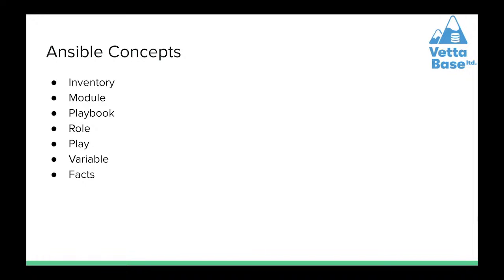Facts are information that Ansible retrieves from target hosts, and they are important because they allow Ansible to find out which parts of the code should be executed and which should not, because they were executed already. And often they also allow Ansible to find out how certain things should be done.